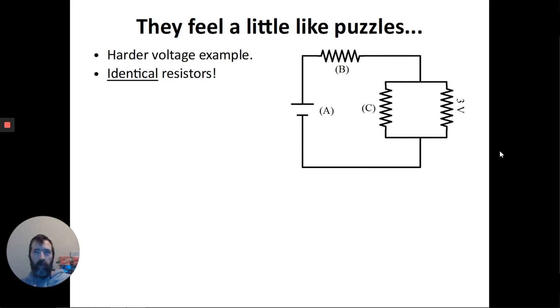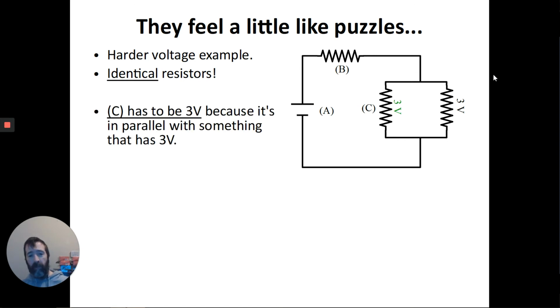All right, here's a slightly more complicated voltage case. You have to use a little bit of knowledge about equivalent resistances for this one. So there's only a single volt amount labeled, but we have this information that the resistors are all identical. That's going to be useful. So first one that you can figure out in this, you kind of have to start with resistor C. And resistor C has to be 3 volts because it's in parallel with something that's already labeled as 3 volts. Objects in parallel have the same voltage. Okay, so C is 3 volts.